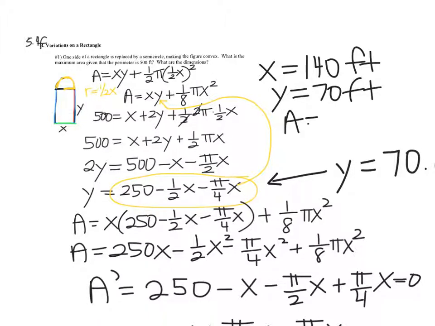And then the area would be, and you can go to any of your area formulas. Don't go to A prime. You need to go to an area formula. I'd probably go to this top area formula, X times Y. So I'd go 140 times 70 plus 1/8 times pi times 140 squared. You get 17,496.9 square feet. It's a lot of area.